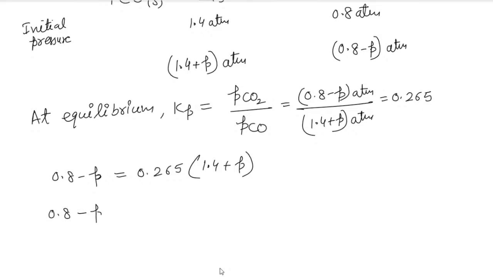Now solve it. 0.8 minus P is equal to 0.265 into 1.4, plus 0.265 into P. For the time being, use the calculator. So 0.265 into 1.4 comes out to be... calculate, beta.